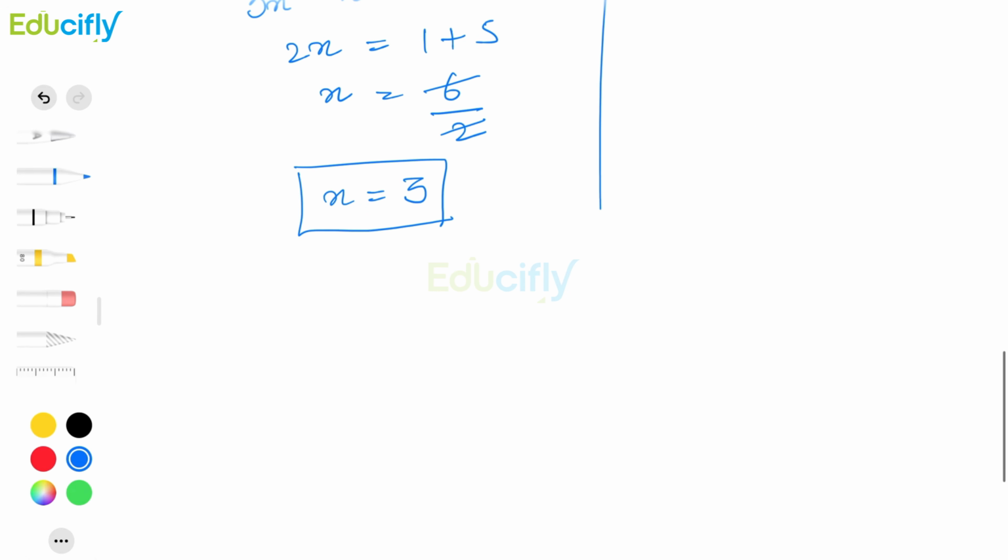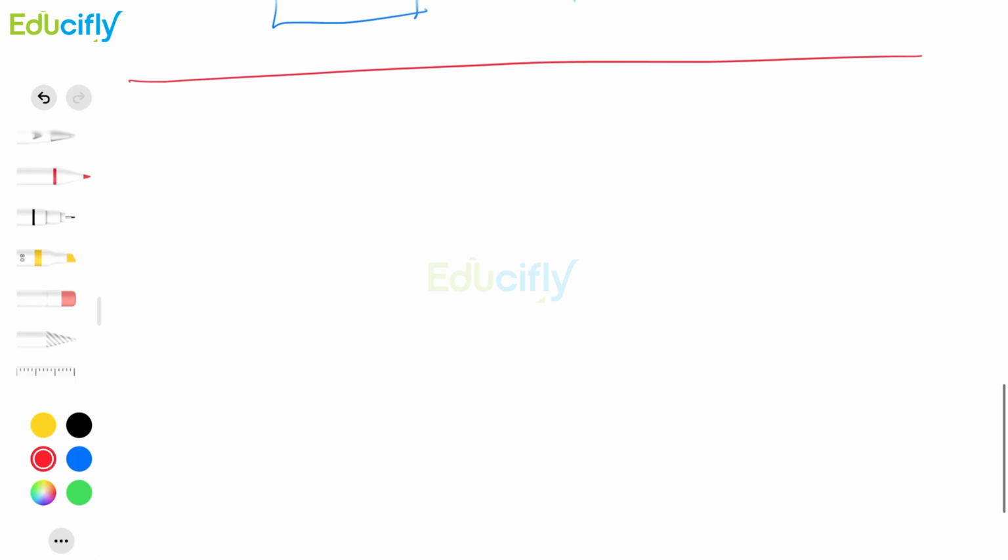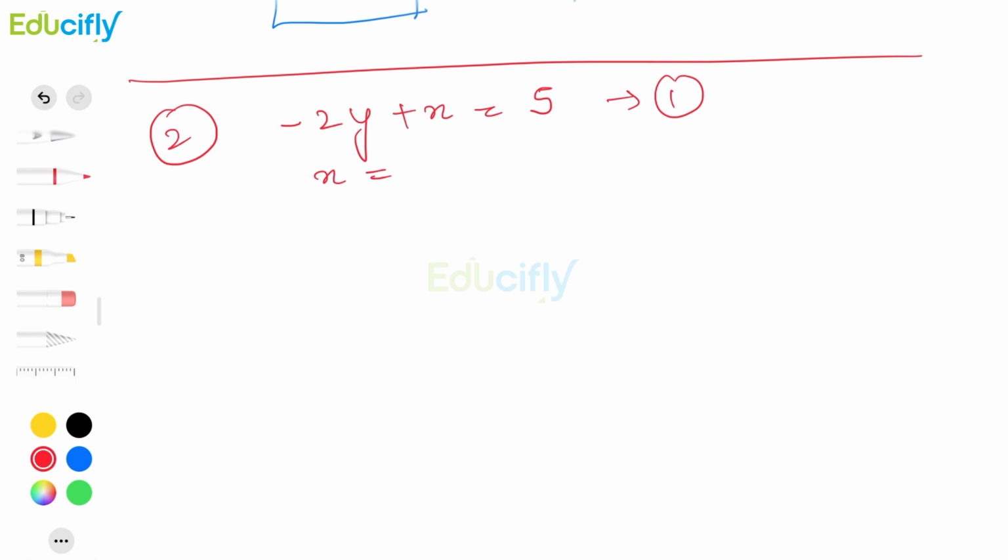Let's take one more example to get a better understanding of it. I'm solving it with the same method. Suppose we are taking negative 2y plus x is equal to 5. This is my first equation. The second equation is x is equal to 7 plus 3y. This is my second equation. Now if you look at it properly, you find that x is already given in terms of y in the question.